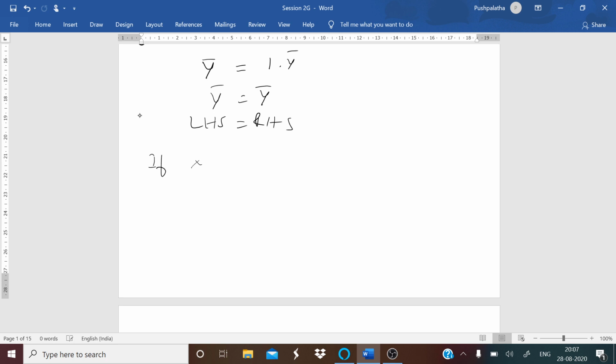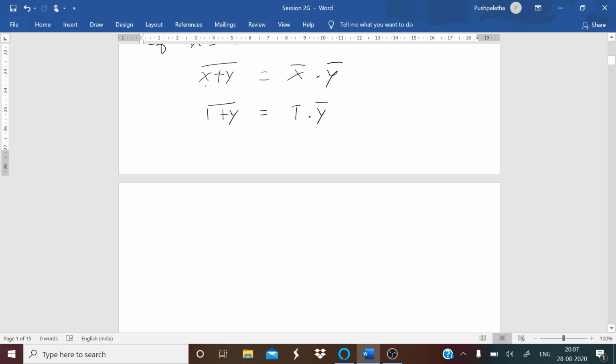In the next case, let us take x equals 1. Then (x plus y) the whole bar should be the same as x bar into y bar. So in place of x we are taking the value as 1: (1 plus y) the whole bar equals 1 bar into y bar. So what is 1 plus y? According to the Boolean postulates, 1 plus y is 1. 1 bar is the opposite of 1, that is 0. And 0 into y bar: any variable multiplied by 0 is 0. So 0 equals 0, and LHS is equal to RHS. So this is the proof of the first statement in De Morgan's theorem.